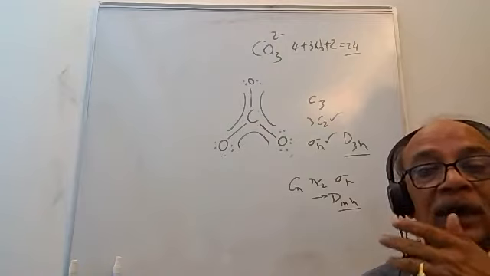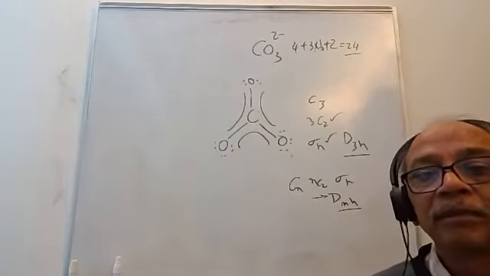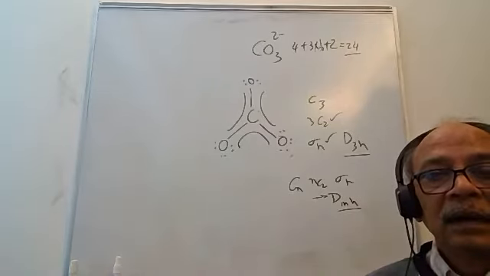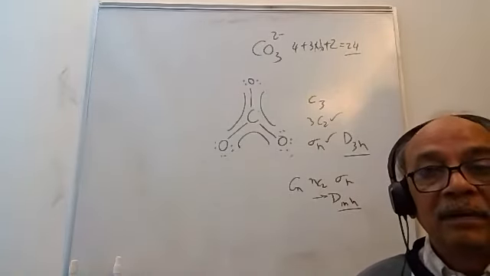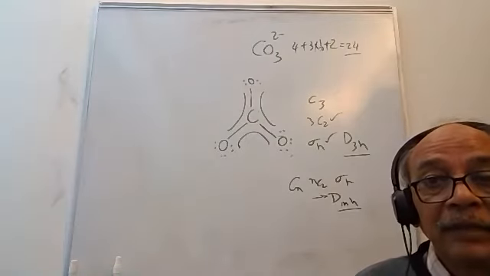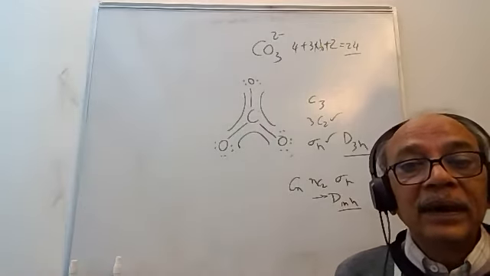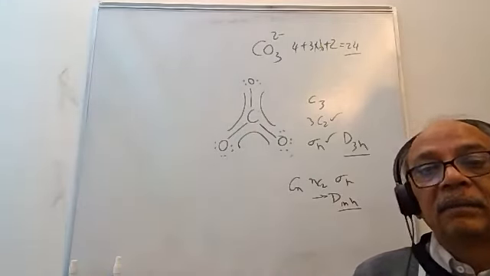Okay, now sigma V. What's the difference between sigma V and sigma D? Let's look at what is common between them. They both contain the highest fold rotational axis of symmetry, right? Except sigma V's do not bisect the bonds.